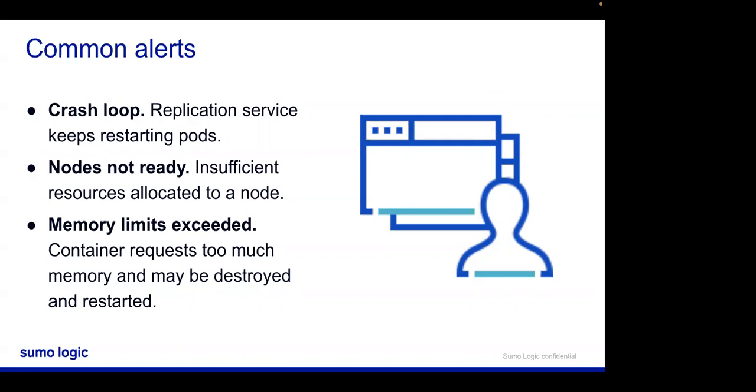And then you also have a situation where nodes are not ready. Insufficient resources are allocated to the node, so the node never comes up. It never fully prepares itself. It doesn't have enough CPU resource, whatever. Memory limits exceeded, right? Container requests too much memory, and then it subsequently gets destroyed and restarted. So if your memory limits are exceeded, your container can't handle it. Again, you'll see memory limits being exceeded. So these are three of the more common alerts that you and I will see.